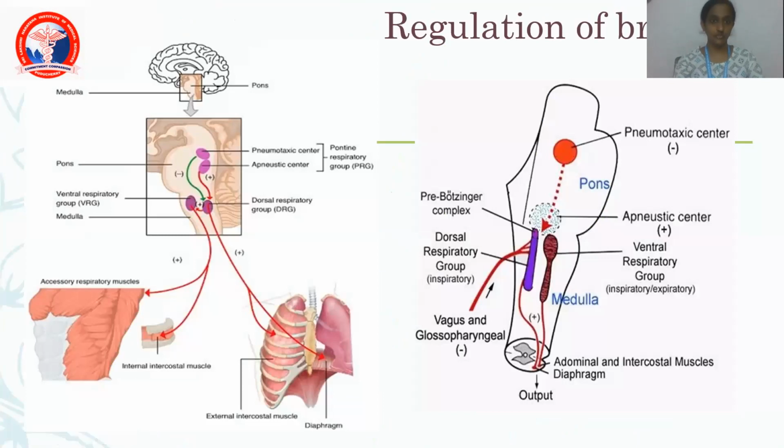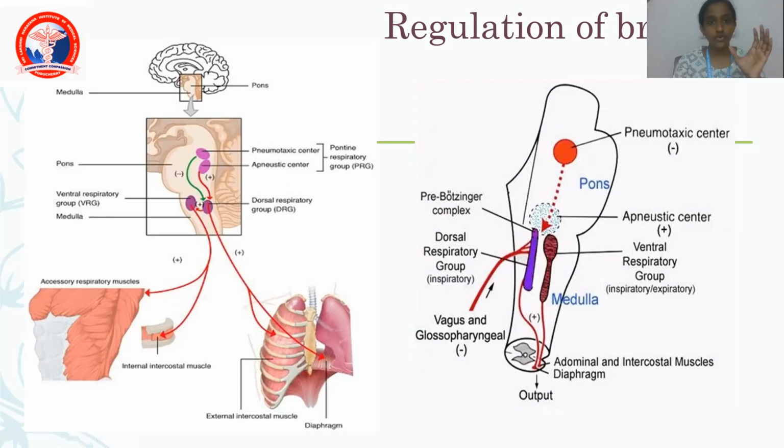So regulation of breathing. Our breathing is mainly controlled by the major centers that are present in the pons and the medulla. So the pontomedullary junction is very important. In the pons, there are two centers, which are the pneumotaxic center and the apneustic center. Whereas in the medulla, we have the ventral respiratory group of neurons and the dorsal respiratory group of neurons.